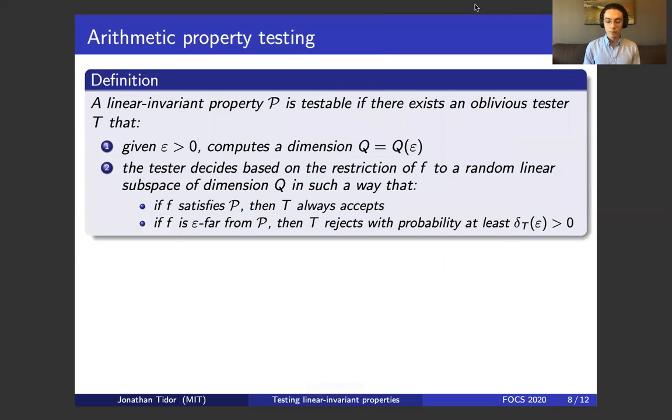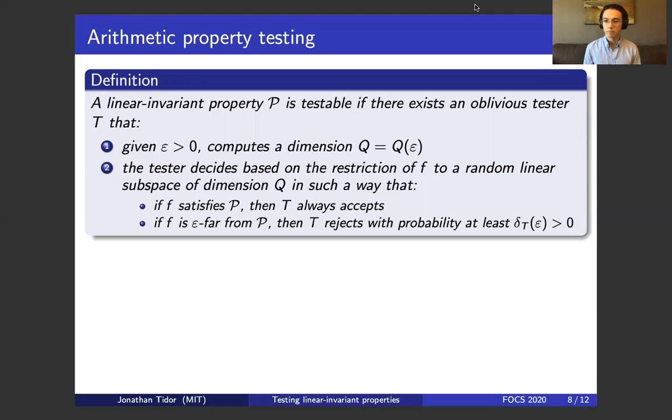So in general, we'll be interested in testers which look something like the BLR test. In particular, we want a tester which works as follows. It's given the error parameter epsilon, and from this it computes a dimension q, which is allowed to depend on epsilon. Then the tester is given oracle access to the function f restricted to a uniform random linear subspace of dimension q. Then the tester looks at this restriction, and from this has to decide whether or not the original function satisfied the property.